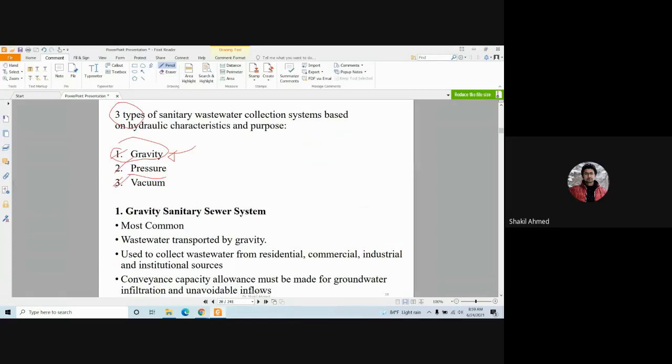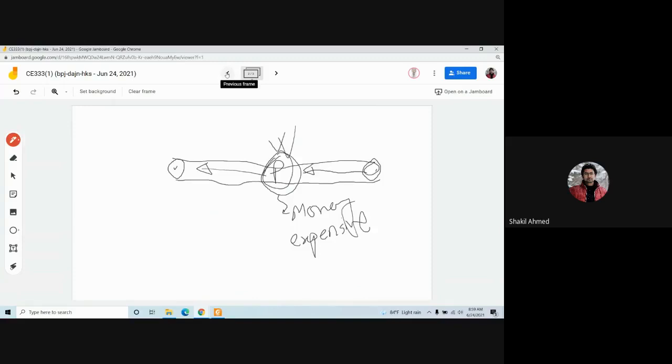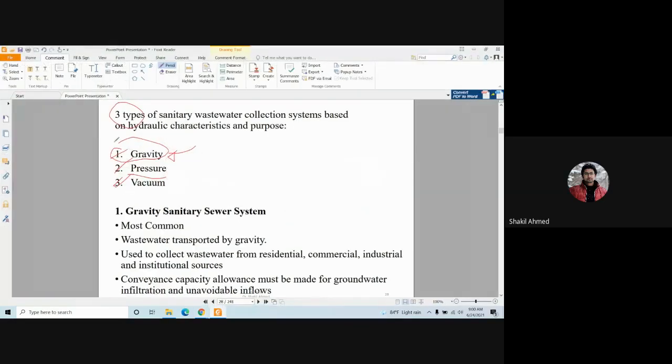Vacuum is just like the pressure system, where instead of pressure, you use a vacuum machine, for example, here. With the vacuum machine you can generate a vacuum here so that the water or the sewage will be sucked. So this is the vacuum system.